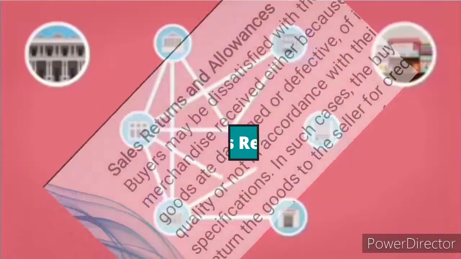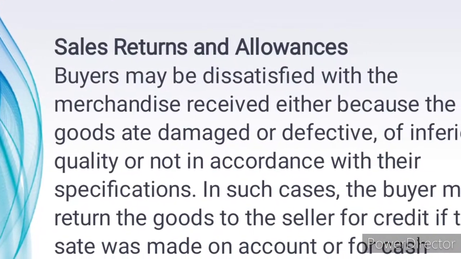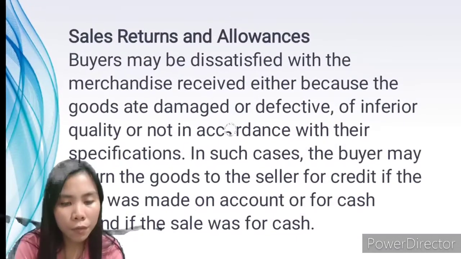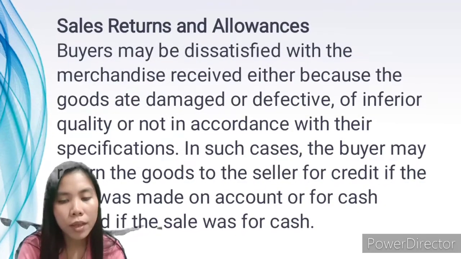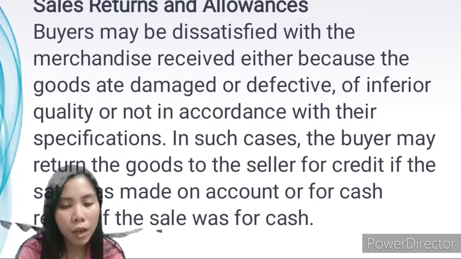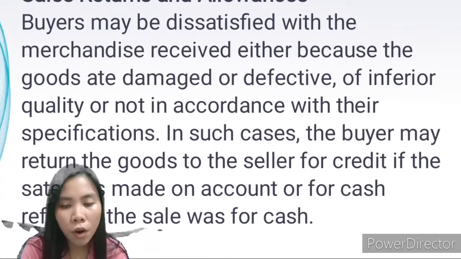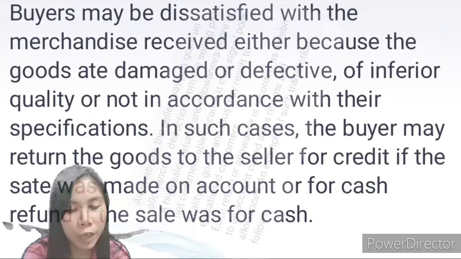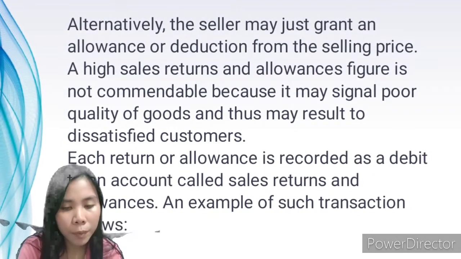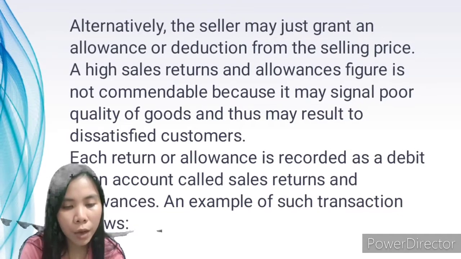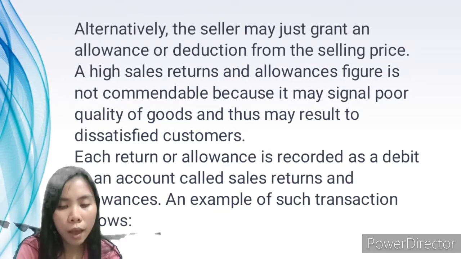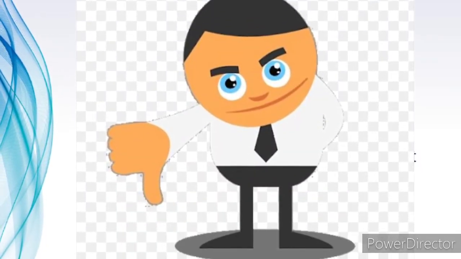Sales return and allowances. Buyers may be dissatisfied with the merchandise received either because the goods are damaged or defective, of inferior quality, or not in accordance with their specifications. In such cases, the buyer may return the goods to the seller for credit if the sale was made on account, or for cash refund if the sale was for cash. Alternatively, the seller may just grant an allowance or deduction from the selling price. A high sales return and allowances figure is not commendable because it may signal poor quality of goods and thus may result in dissatisfied customers.